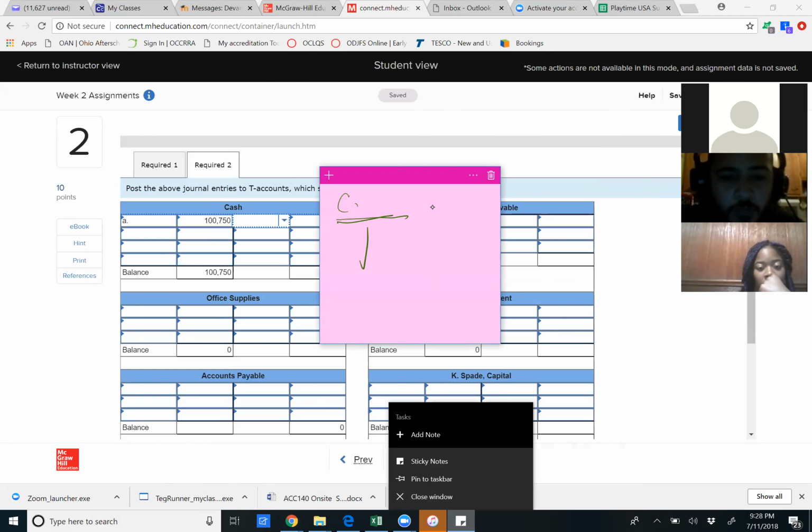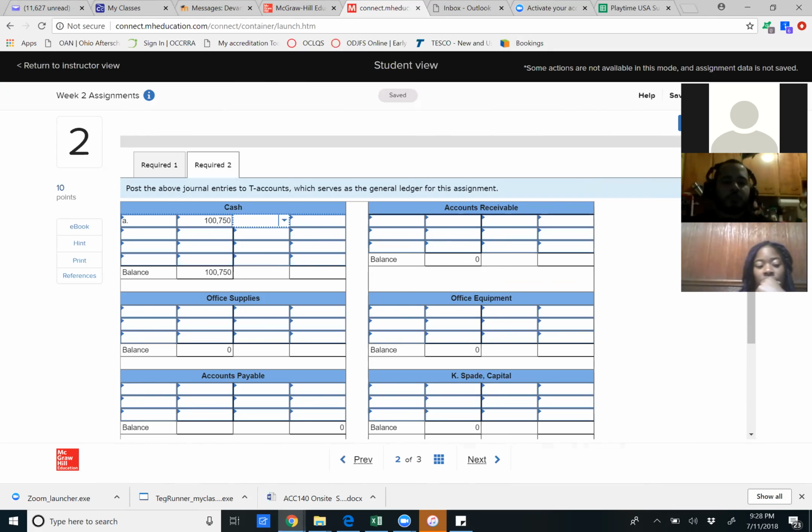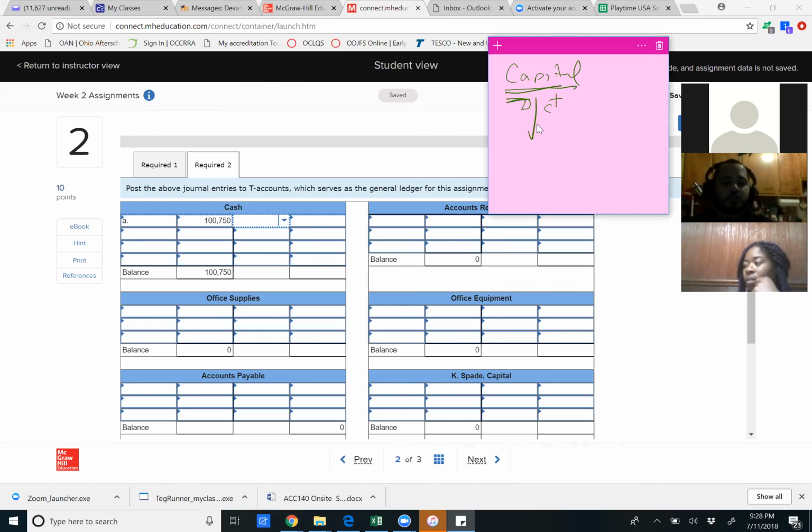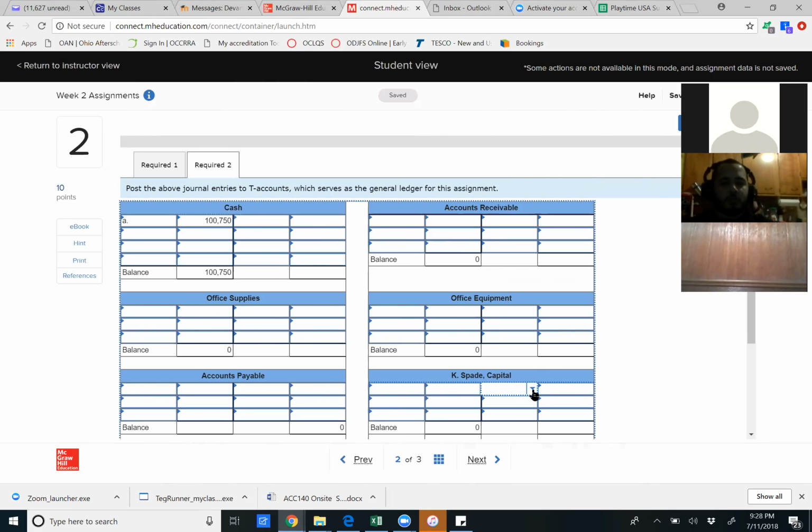All right, so capital is a minus plus account. Debit, credit, okay? So since that is a minus plus account, we want to increase the capital account because before the balance was 0. Now we want the balance to be $100,750 to show that we increased this account by $100,750. So for letter A, this is going to be $100,750. Cool? Yeah. All right. So my debits match my credits. Okay?